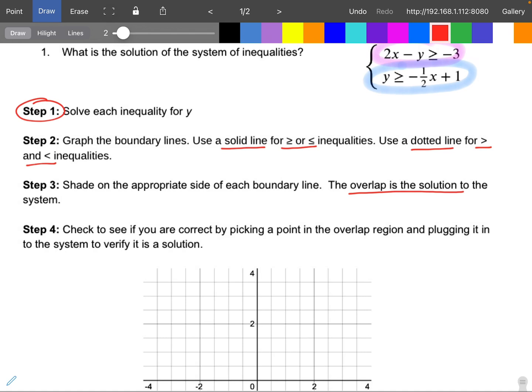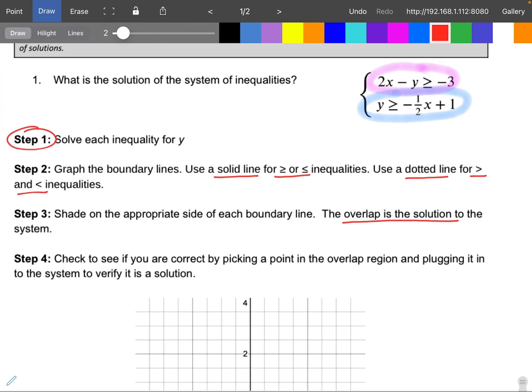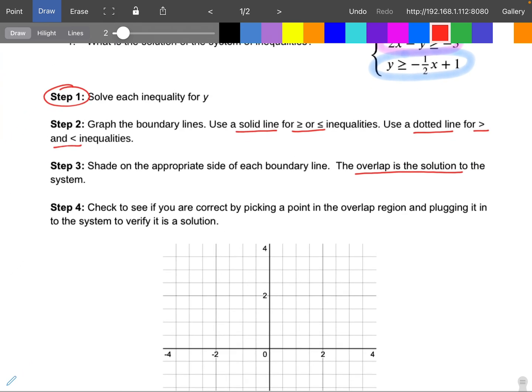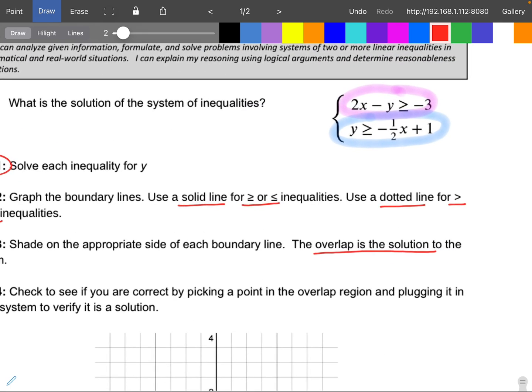Now we can always check our answers by step 4. So we're going to check to see if we're correct by picking a point in the overlapping region, and we're going to plug it into our 2 original inequalities and make sure that it works. So let's go ahead and go through these steps with this first set of inequalities.